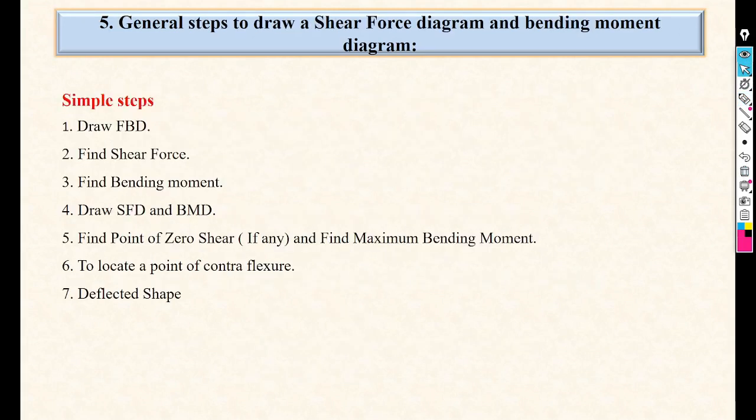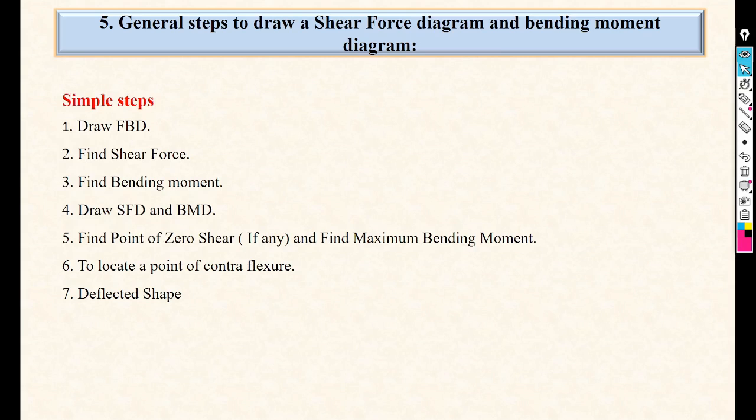Now the next step is the general steps to draw a shear force diagram and a bending moment diagram. We will see in brief how these steps can be implemented in the numerical. But the simple steps are: first, draw the FBD, which means free body diagram. Then second, find the shear forces at each point.